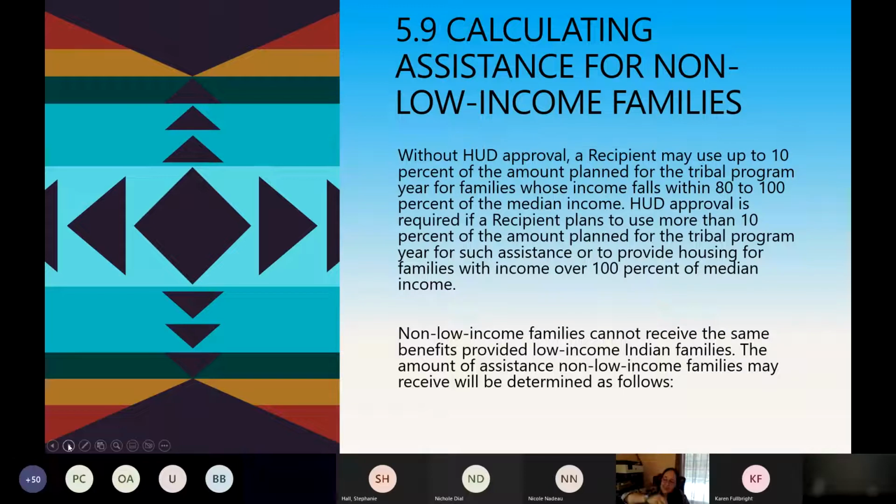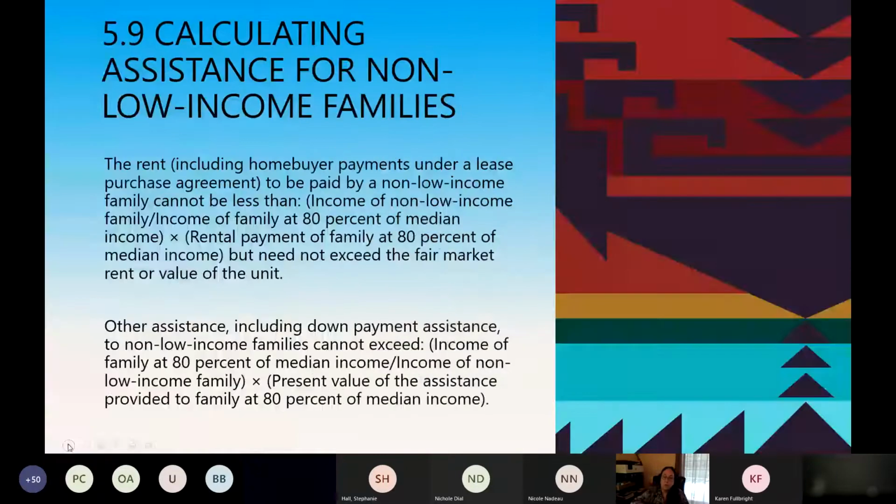So you can't exceed that 10% authority without HUD's approval, or try to assist a family with an income of over 100% of median income. Non-low income families cannot receive the same amount of benefits provided to a low income family, okay? The amount of assistance for a non-low income family will be determined as follows. Remember, I told you there's a different calculation.